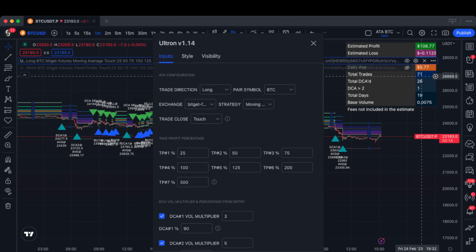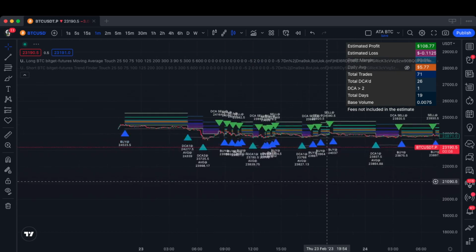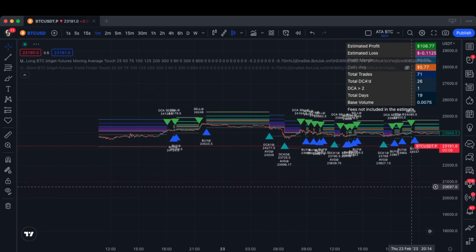Let's look at the trades, right? 71. How many times did it DCA? How long? How many days, right? Those are things I'm looking for. Then I want to zoom out and check it.